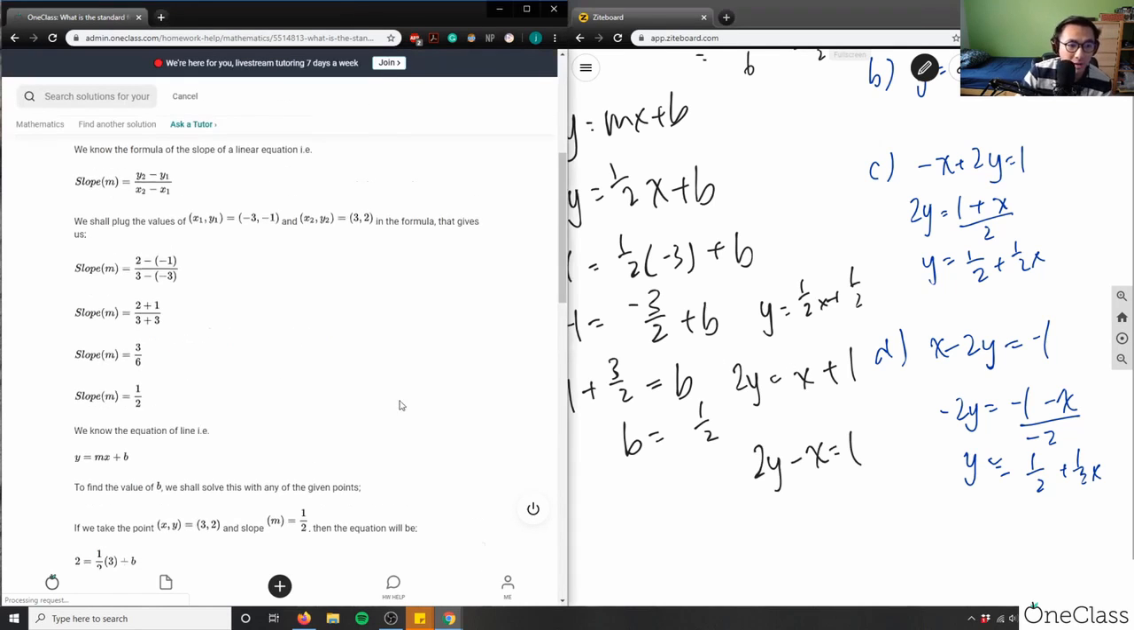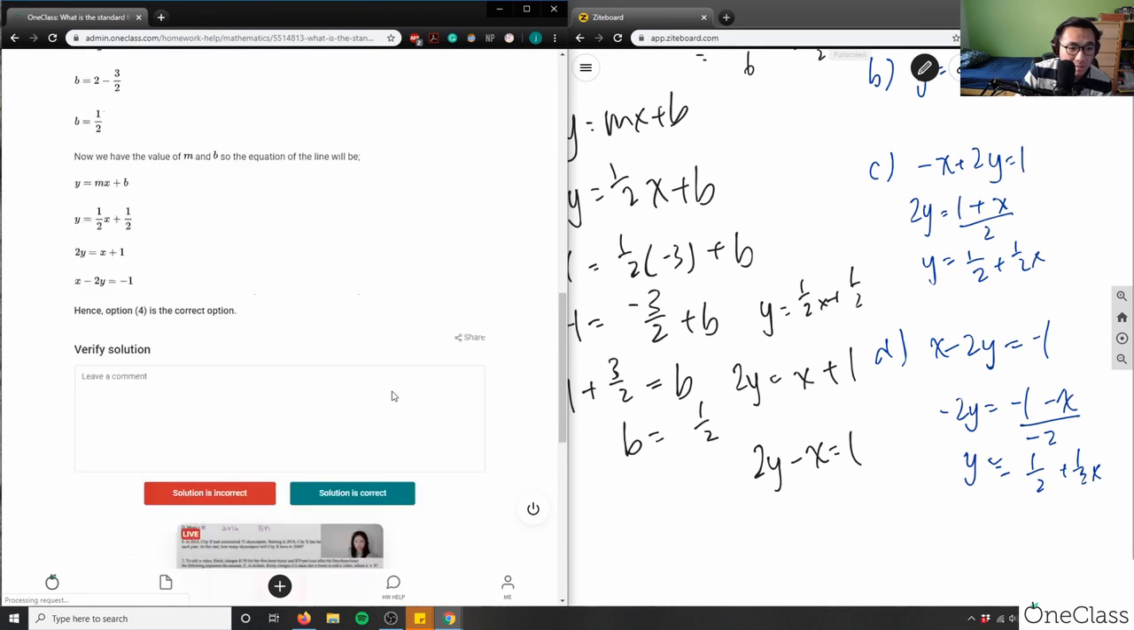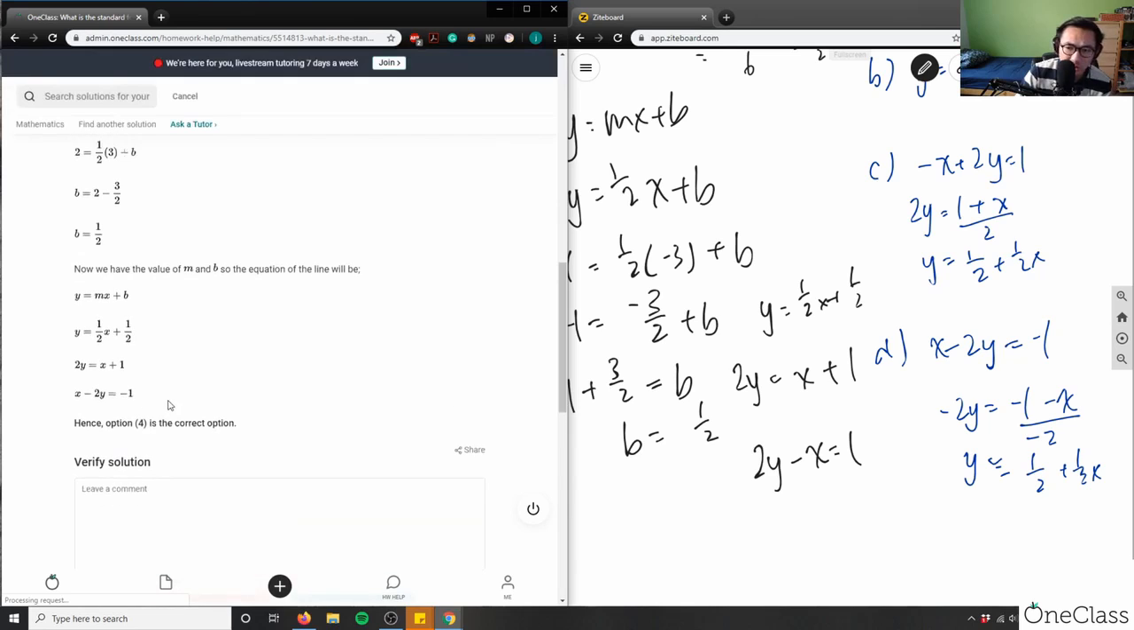So if I look at my values here, 2y minus x equals 1 doesn't really look like a lot of these ones here. You could rewrite this as negative x plus 2y. So maybe it's option 3 here in this case. But they said option 4 is correct, which doesn't make sense.